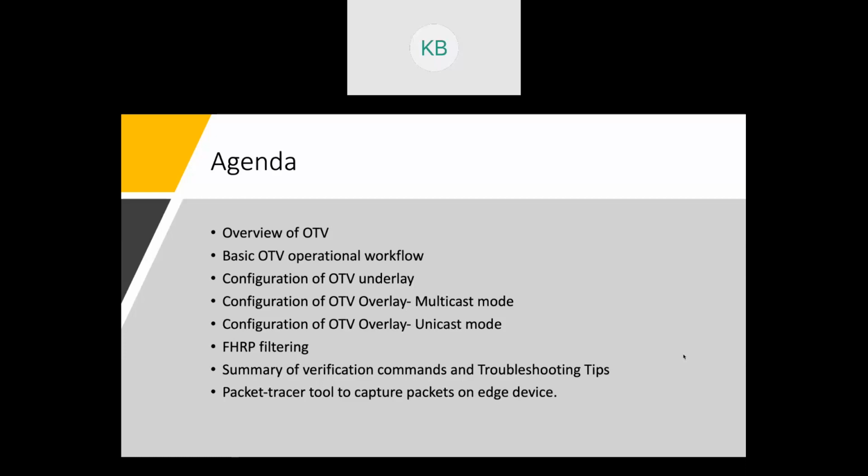Then you look at the OTV overlay. We have two different modes, multicast and unicast. We look at FHRP filtering, which is needed to make sure that your inter-VLAN communications across the two data centers are working fine. Then we will take a look at a summary of some of the verification tools, CLIs, commands.